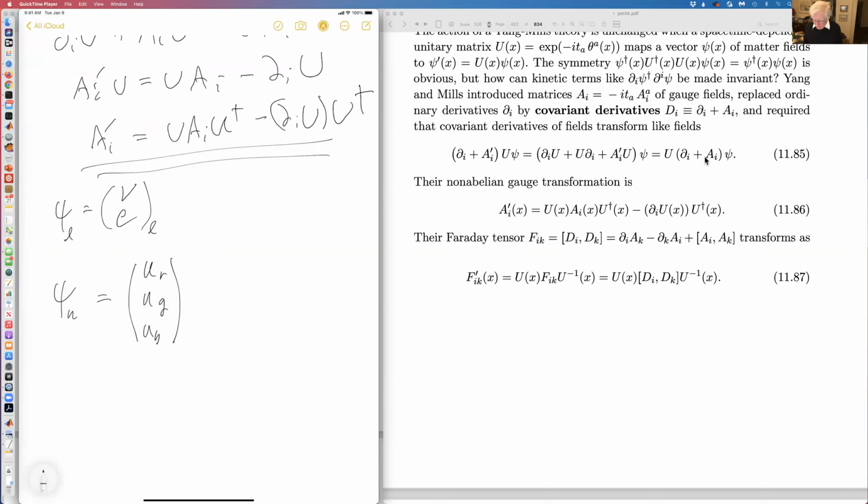And so you would have transformations that would be 3 by 3 matrices acting on these three-dimensional vectors, and the generators would be 3 by 3 matrices. The group is SU(3). And this is the theory called quantum chromodynamics.